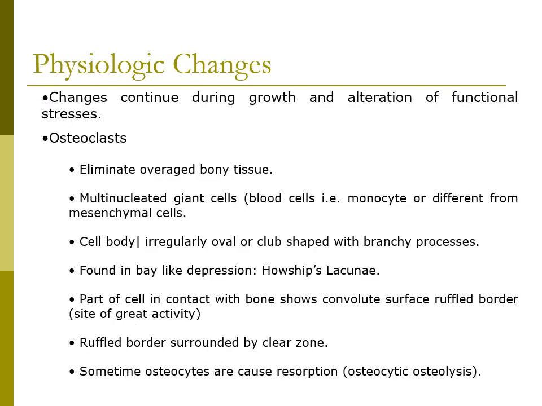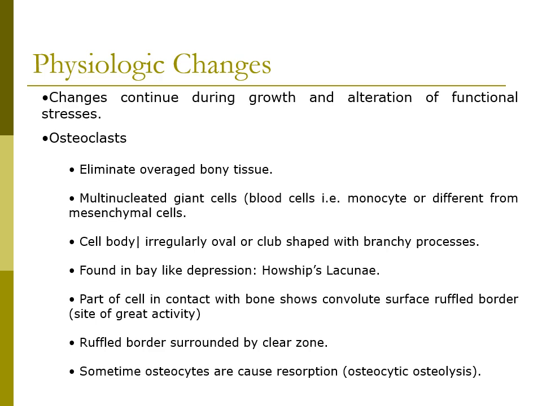Physiologic changes continue during growth and alteration of functional stresses. Osteoclasts eliminate overaged bony tissue. They are multinucleated giant cells derived from blood cells, that is monocytes, and are different from mesenchymal cells. The cell body is irregularly oval or club shaped with branchy processes, found in bay-like depressions housed in Howship's lacunae. The part of the cell in contact with bone shows a convoluted surface, the ruffled border, surrounded by a clear zone.